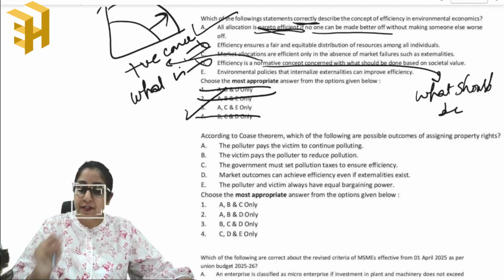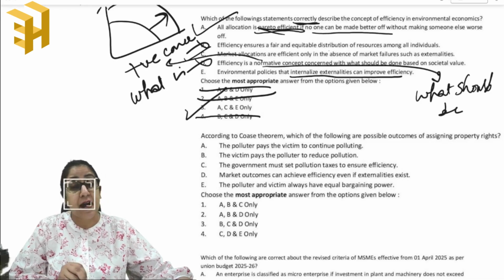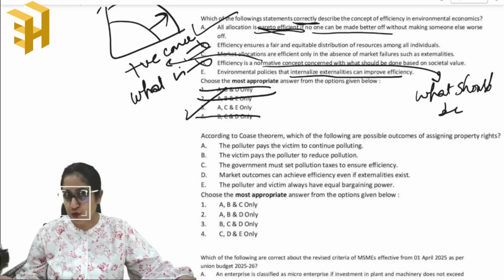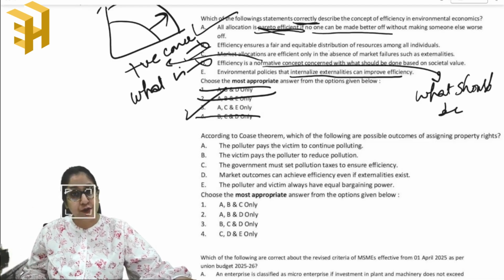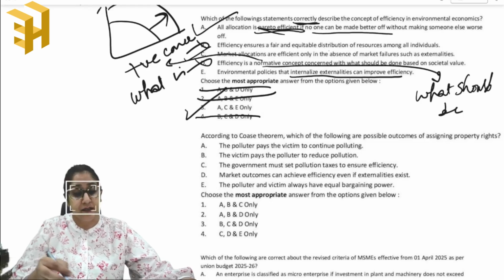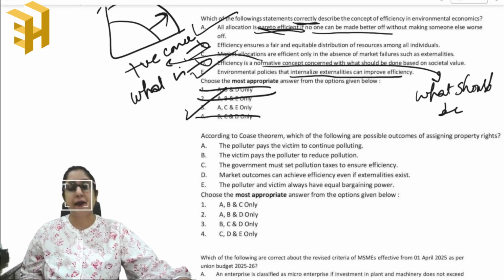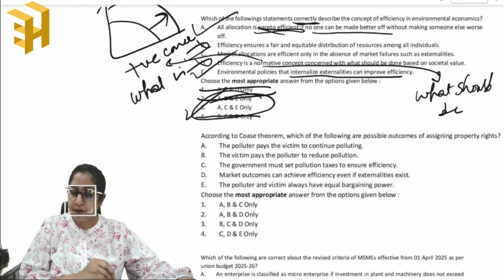Then environmental policies that internalize externalities can improve efficiency. Very true. So if the government is introducing policies that can minimize the externalities that are there, then it will lead to efficiency. So we've come to the answer as option 3. Okay.